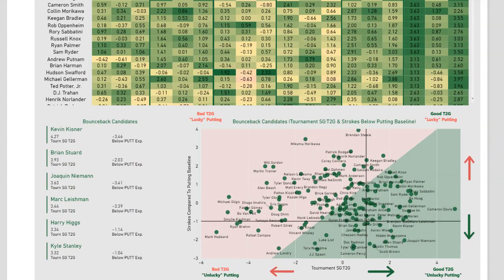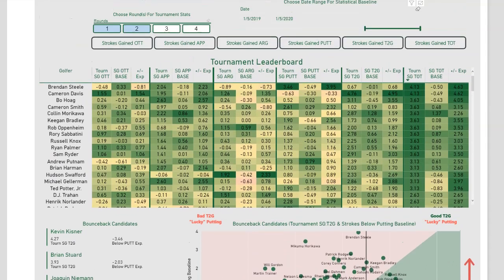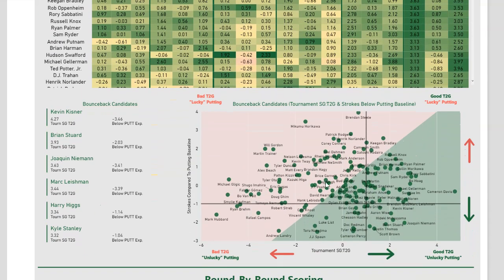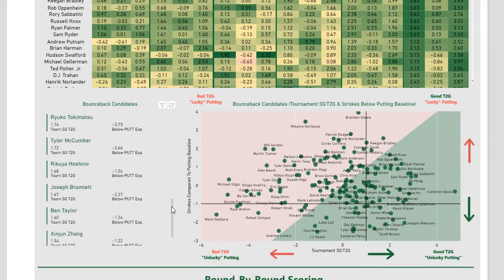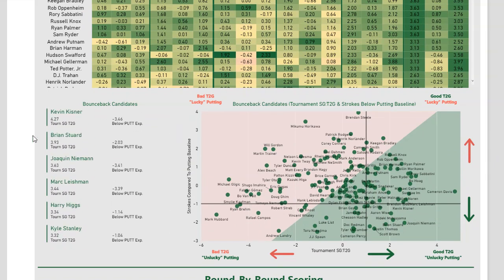So if you came and looked at this after the second round, which is the filter that we have in here, you can look at the list of the most likely bounce back candidates, which is basically determined by the guys who are gaining the most tee to green and losing the most putting based on their expectation. That does not mean, like, if Hideki Matsuyama loses 2 strokes putting, he might not show up on this list.